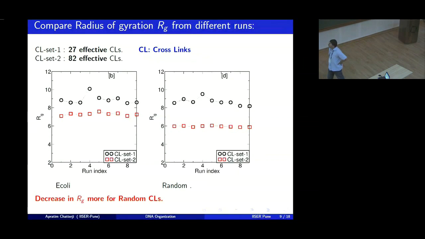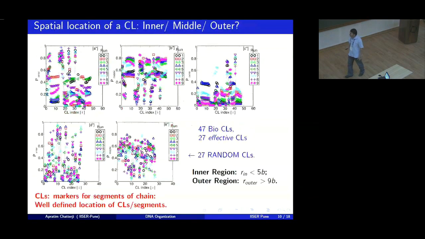Here I have calculated the radius of gyration for the E. coli. For the larger number of crosslinks, sorry, this is the smaller number of crosslinks. You have a higher radius of gyration, and when you have a higher number of crosslinks, it decreases. For the random case, the decrease is significantly more. Okay, so from here I would say that even with a smaller number of crosslinks, maybe they are already somewhat organized. For the biological case, when you put in more crosslinks, the decrease in size is not so much.